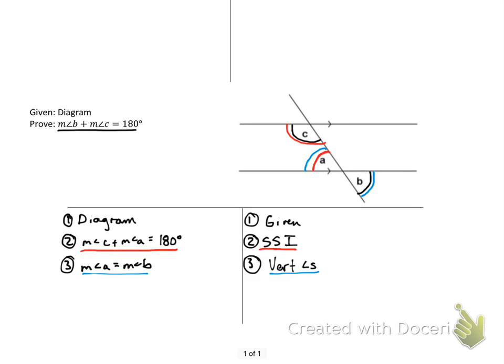Any thoughts? I'm going to go ahead and write it down. So measure of angle B plus the measure of angle C equals 180. That's exactly what I was trying to prove.